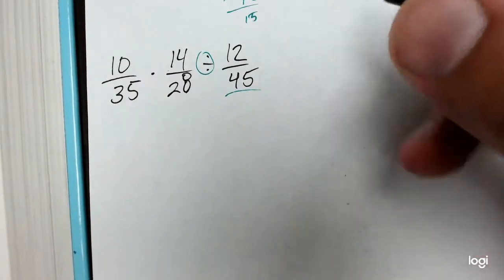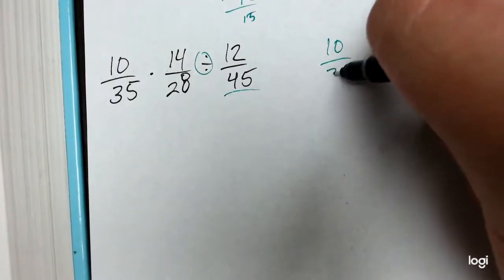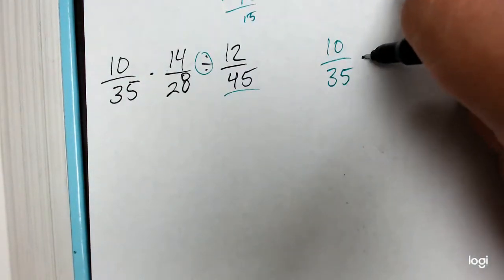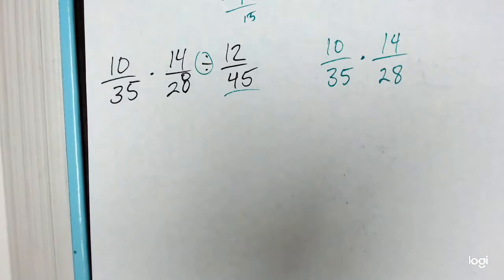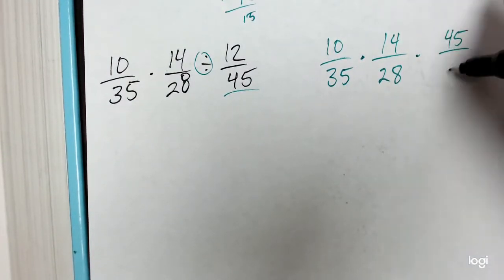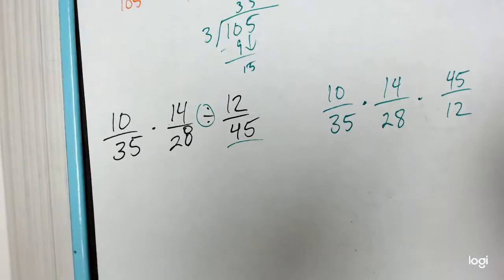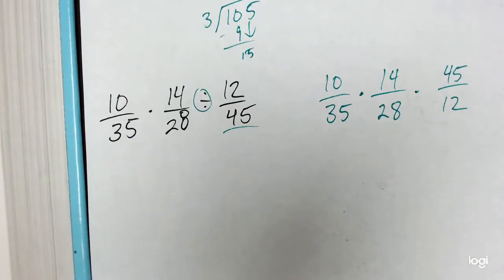So let's rewrite it. 10 over 35 will be the same. 14 over 28 will not change. The reciprocal of 12 over 45, or the inverse, is 45 over 12. All right, now that I've rewritten everything and I'm ready to multiply, I can start cross-canceling.